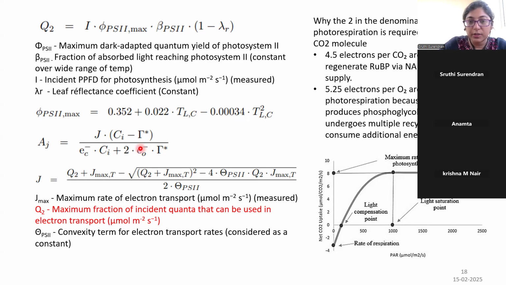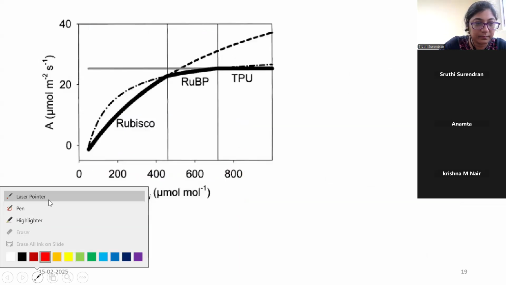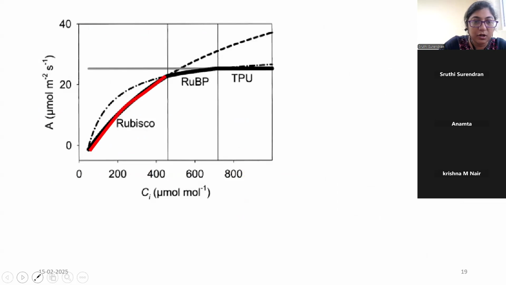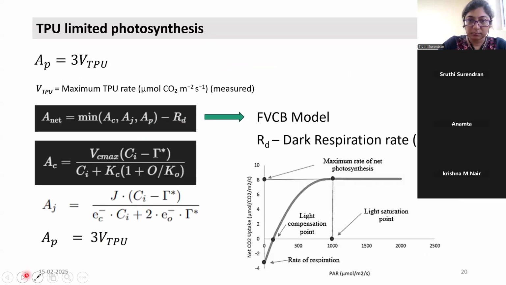Okay, so I'll move on to the next part, which is the TPU limited. So we see here, we got the Rubisco limited photosynthetic rate, we got the RuBP limited photosynthetic rate. Now let's move to the TPU limited photosynthetic rate. Now, TPU limited photosynthetic rate is not very complicated in comparison to the all. We have one parameter called VTPU, which is the maximum rate at which triphosphate utilization is happening.